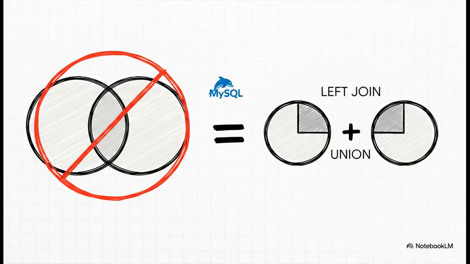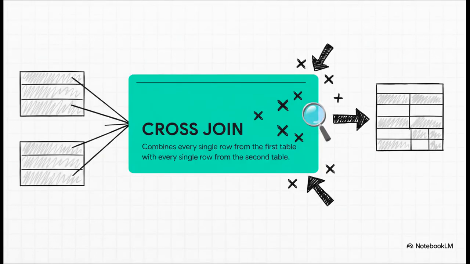Now, a quick but really important heads up here. If you're a MySQL user, you can't just type full outer join. It just doesn't work. Instead, you have to create it yourself with a clever workaround, basically by combining a left join and a right join with the union operator. That's a key little detail you've got to remember. Next up, we've got the cross join, which gives you something called a Cartesian product.